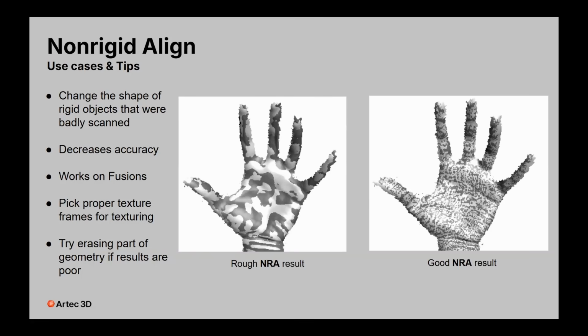Yeah, and one more final piece of advice for this mode. Once you navigate to texturing, it is important to choose the texture source from the scan which you picked as registered for the non-rigid align, because otherwise you can see some texture artifacts appearing on your model, and of course no one wants that.